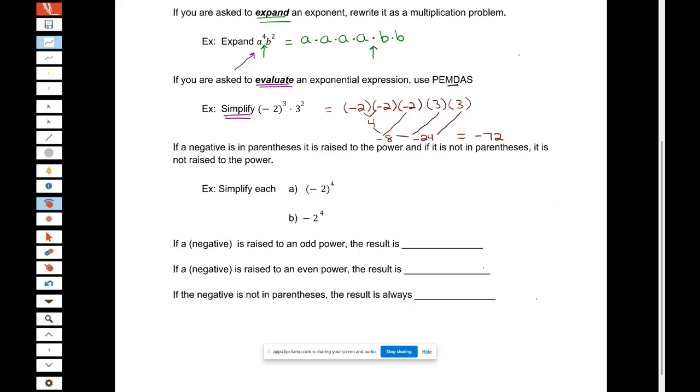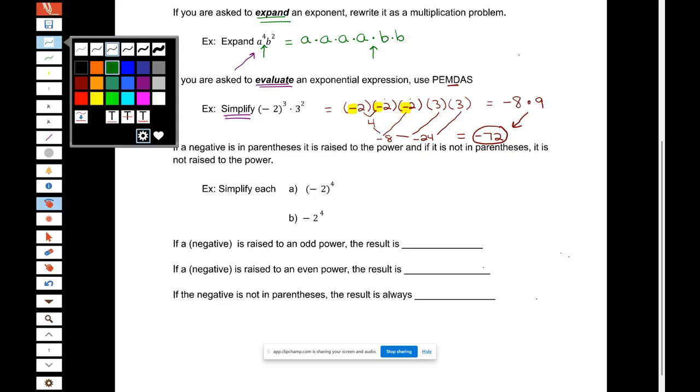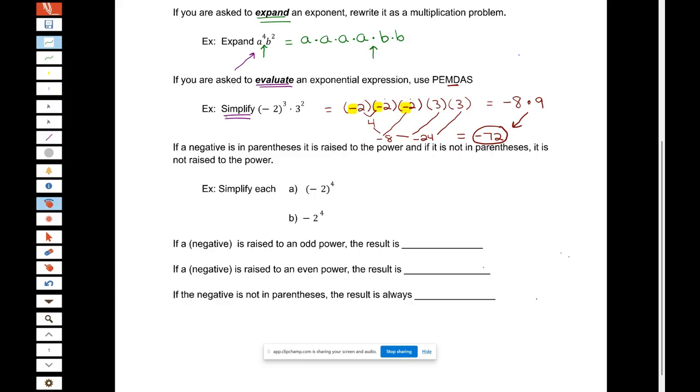Another way you could look at it is that multiplication is commutative. You can multiply in any order. We have 3 negatives here, and we discussed in our warm-up that when you have an odd number of negatives in a multiplication problem, the answer is going to be negative. 2 times 2 times 2 is 8. 3 times 3 is 9, and so you also get -72 if you work it out that way. So that's evaluating or simplifying. It means work it out and see what the final answer is.